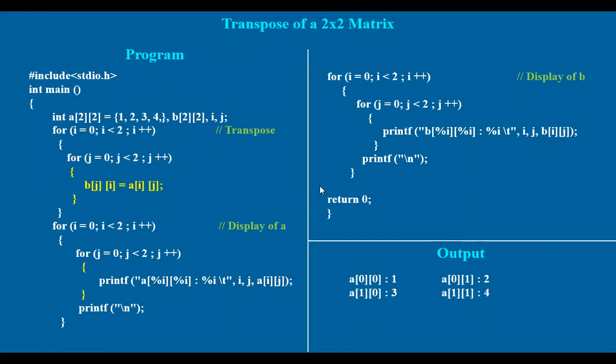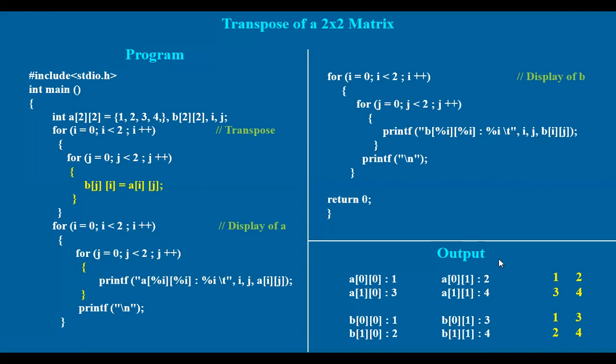The matrix A is displayed here, and the values are 1, 2, 3, 4. So this is the actual matrix, and we are clear with the indices. B is the transposed matrix. That is, this 1, 2 has become 1, 2 here. The first row elements have become first column elements. Second row elements 3, 4 have become second column elements, like that. Simply, if you see, 1, 2, 3, 4 has become 1, 3, 2, 4.